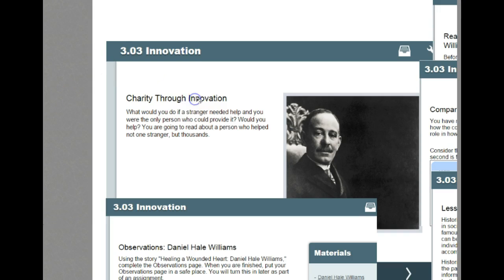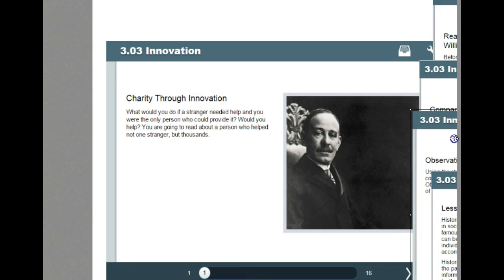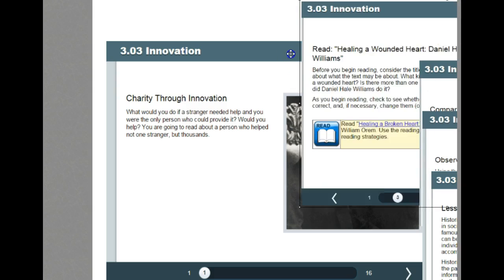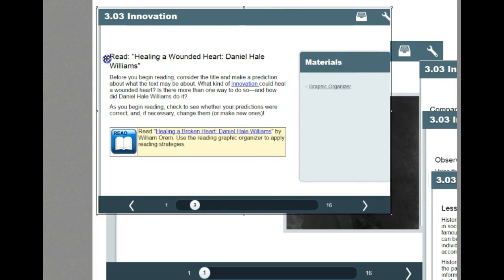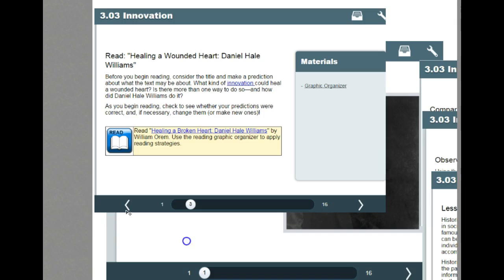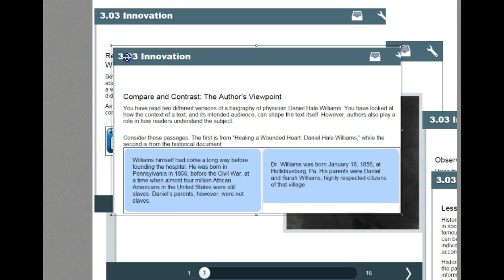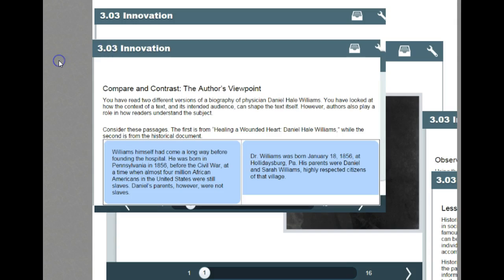Alright, so let me get over here. We're going to go to our week in a glance, and here is 3.03. You're going to get the chance to read about Dr. William Hale and his heart surgery. It's pretty cool. So you open up the lesson and you look through and you have a link to the story and a graphic organizer that you can complete in your notebook. And there are 16 slides to read through and interact with in this lesson. You should expect that would take you at least 30 minutes to go through all of those, and then also you're reading the story.